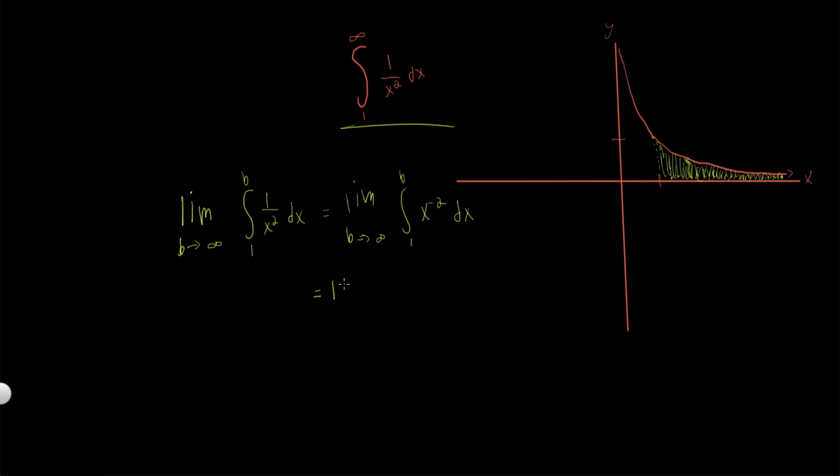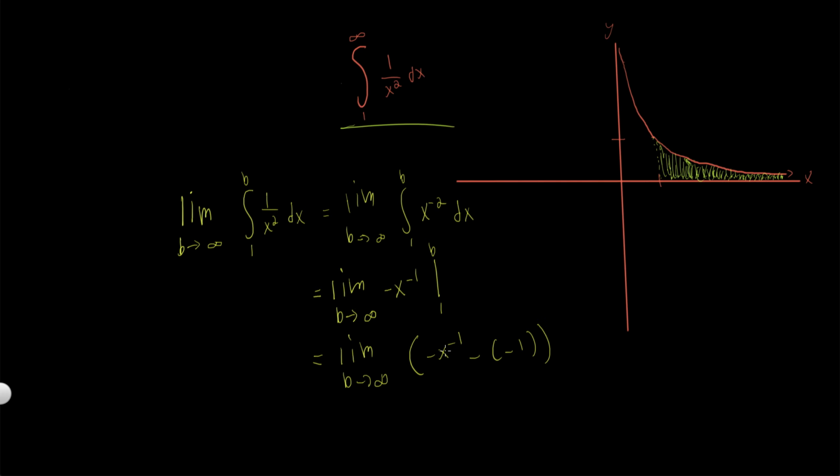We can add 1 to the power and divide by the power. So this becomes the limit as b goes to infinity of, actually, we're going to do the integral now, so I'm not going to write the integral anymore. So x to the negative 1, right? We're adding 1 to the power, and we're dividing by the power. So this is dividing by negative 1, so this just becomes negative. And remember, this is from 1 to b. Okay, so let's evaluate this. We have the limit as b goes to infinity still of negative x to the negative 1, minus negative 1 to the negative 1, which is just negative 1, right?